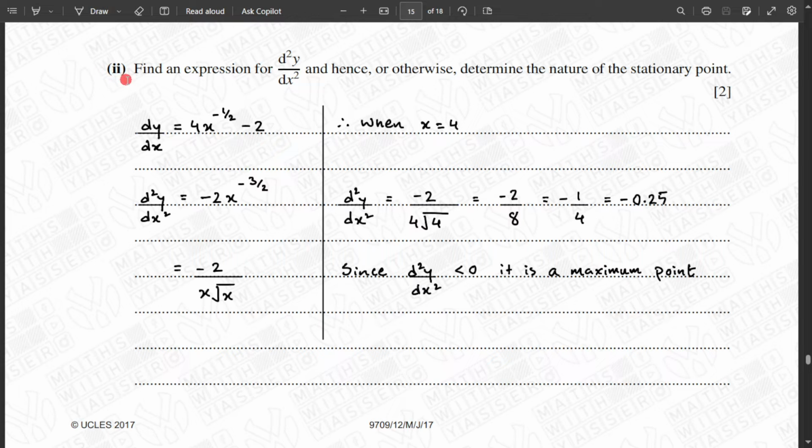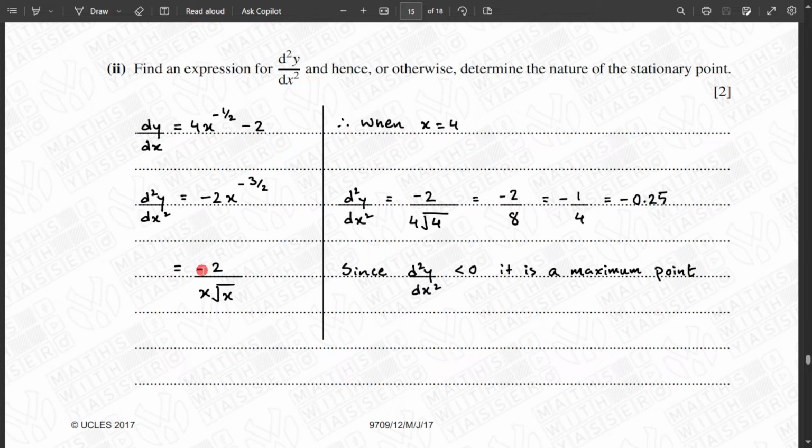In part 2, it says find an expression for d square y by dx square and hence or otherwise determine the nature of this stationary point. So dy by dx we found was 4x to the power negative half minus 2. So the second derivative should be minus half times 4 is negative 2, and minus half minus 1 is negative 3 over 2, and this will become 0.